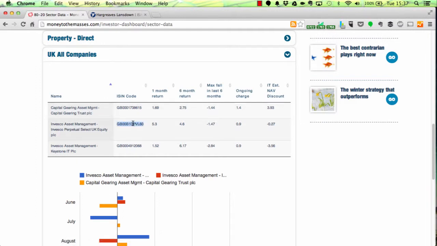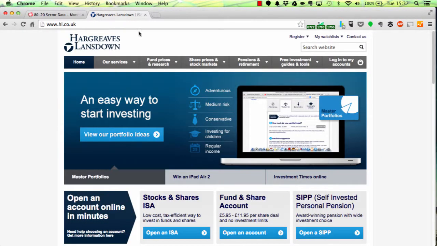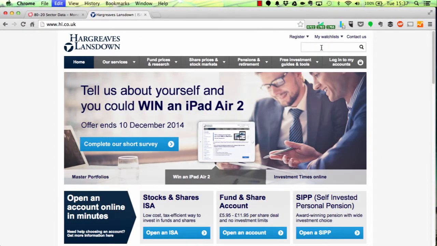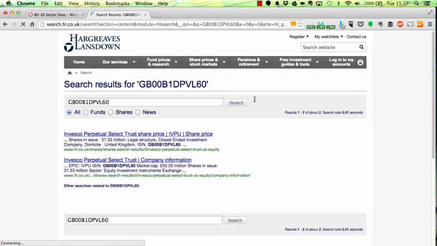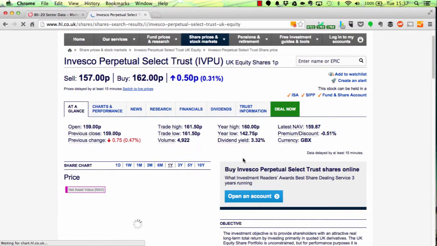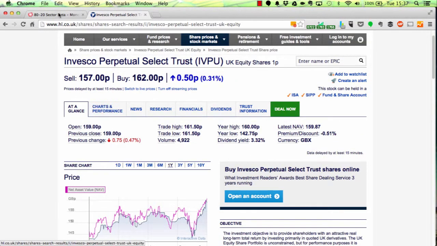your broker platform like Hargreaves Lansdown. I've opened it up here just to show you how I would do it. You can put this sort of ISIN code into the browser and then you will find, in this case, the investment trust on their platform. Come on, Hargreaves, speed up a bit. There we go. So you could actually go and buy the fund if you decided you liked it.